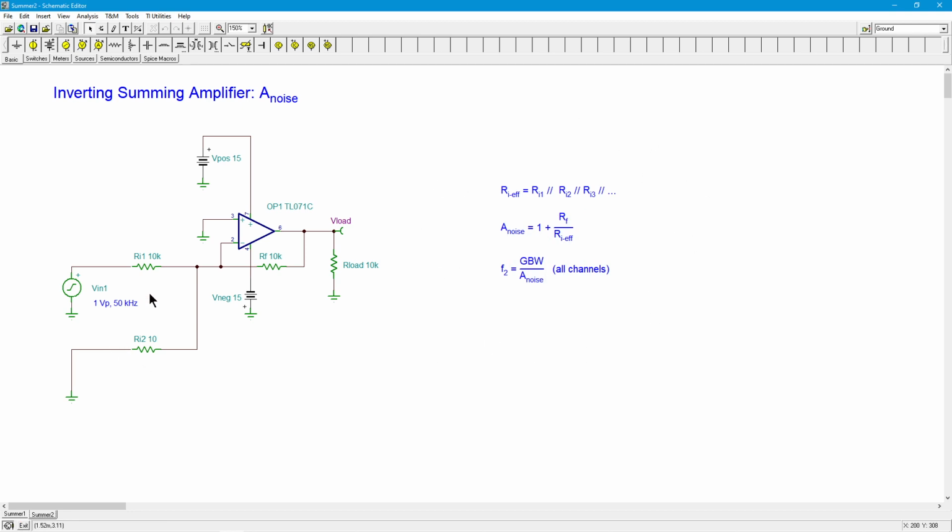That's the thing to remember about your inverting summing amplifier: you need to find this effective RI, which is the parallel combination of all the RIs for the input channels. Use that to find the A noise, and then you can use that to find the F2 for the amplifier. For any of these inputs, that's the F2 that you're going to see.